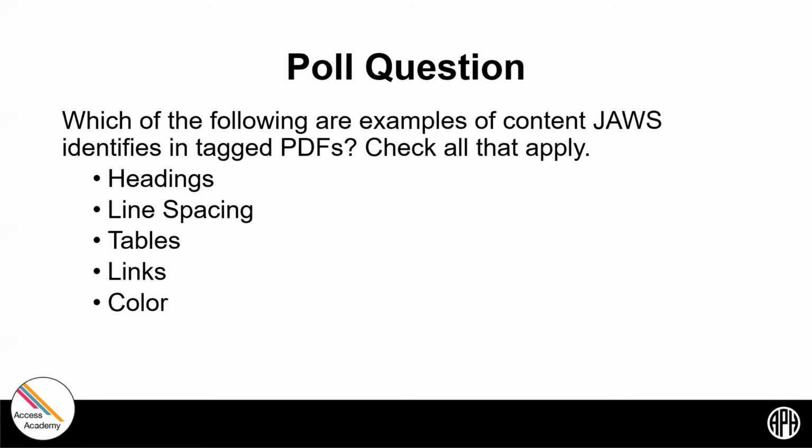Great. So a few questions came in. Should we launch that poll real quick? Yes, let's launch that poll, and people can answer that as we send out those questions. So this is a choose all that apply question. Which of the following are examples of content JAWS identifies in tagged PDFs? Does it identify headings, line spacing, tables, links, or color? Choose all that apply.